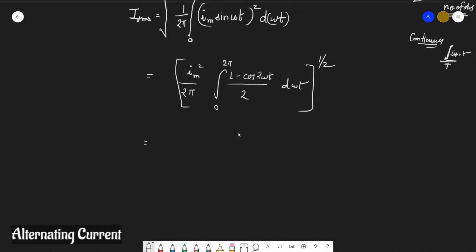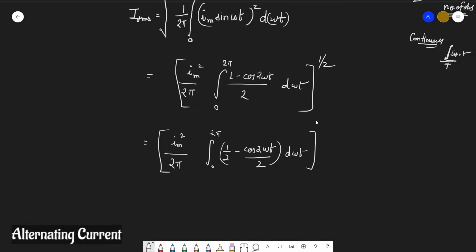Now if I integrate this, let us write step by step so that you can understand it better. This will be 1 by 2 here minus cos 2 omega t upon 2, and this complete is integrated, and this whole power is under root.